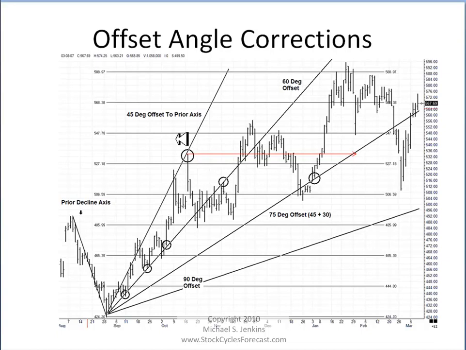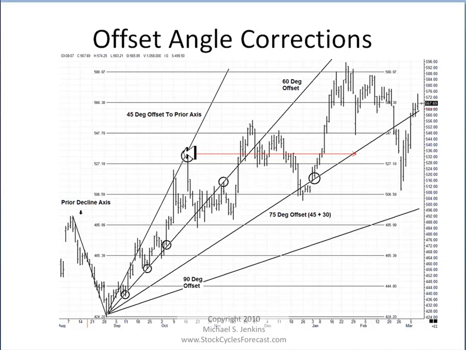The strongest angle of all, by the way, is the 90-degree quadrant. So from any major axis, low to high or high to low, the 90-degree will always give you your very, very long-term bull market definition line. When that 90-degree is ultimately broken, you are no longer in any kind of an uptrend and the whole thing will collapse. But in the meantime, they can bounce around these offset angles and you can get a correction here.